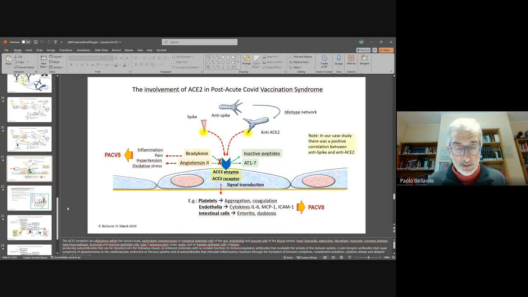However, the problem here is that while the spike protein is eliminated in most cases within a few weeks after vaccination, the autoantibodies persist and the disease can become chronic. The fact that the levels of anti-ACE2 are correlated in our study with the amount of anti-S is in agreement with this hypothesis.